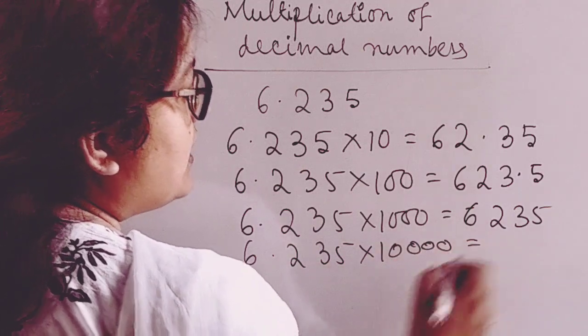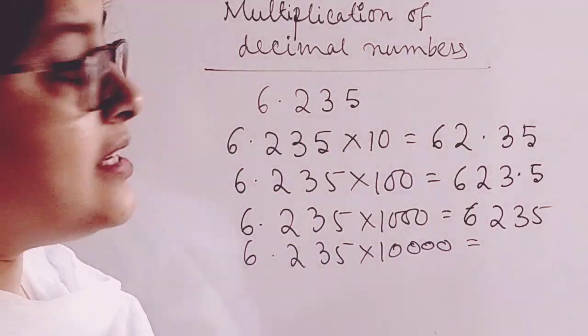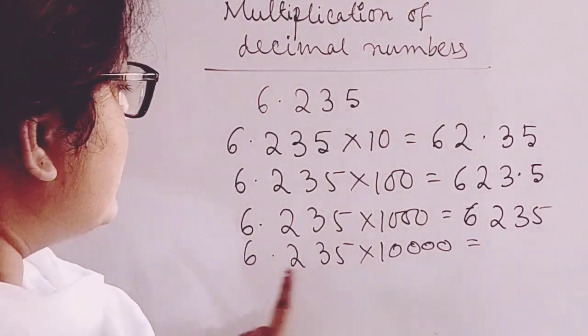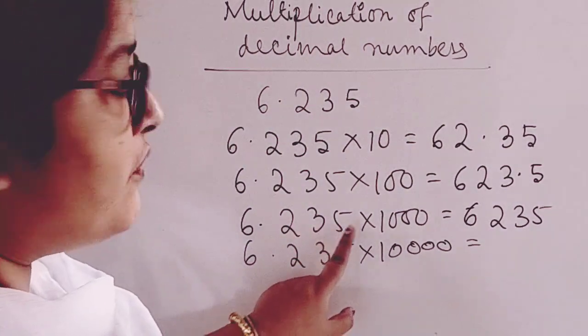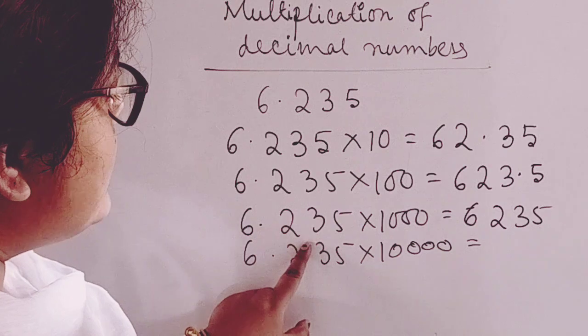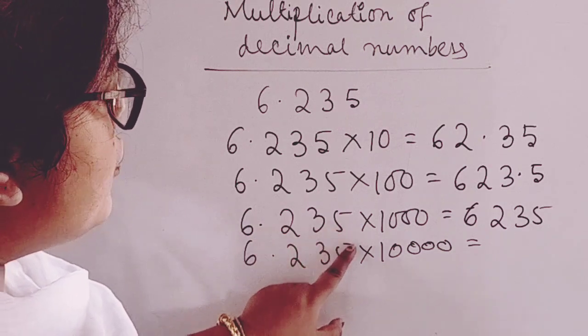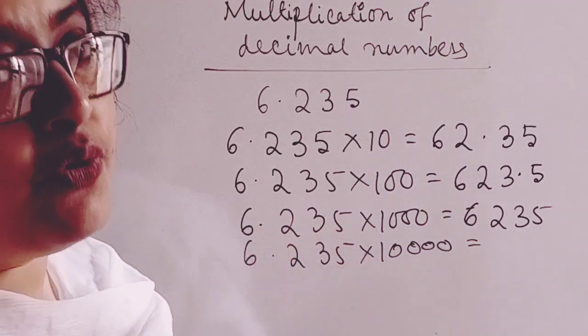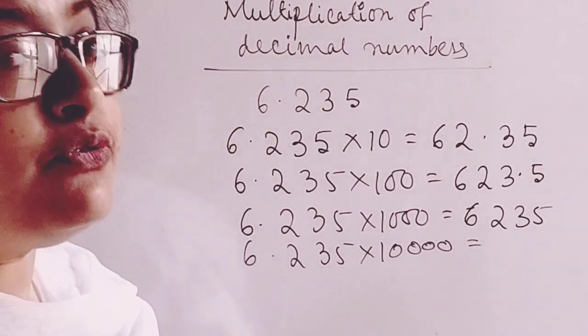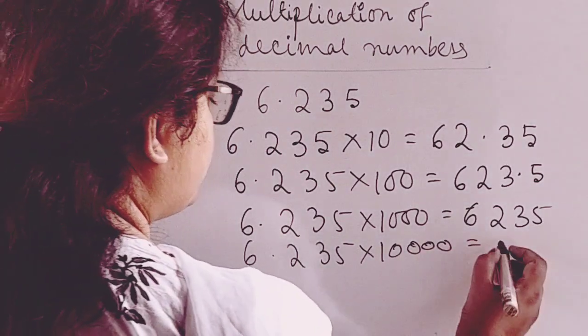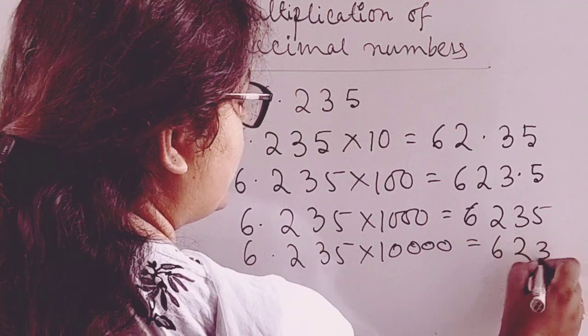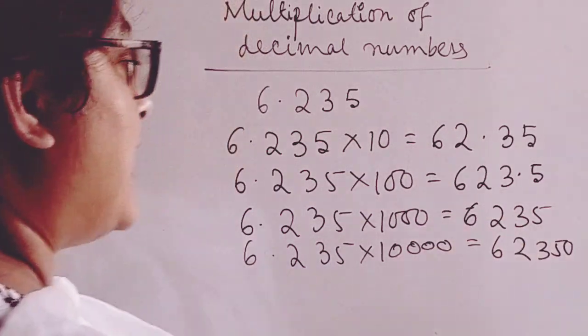Similarly, if it is multiplied with 10,000, then after 1, how many zeros do we get? 4 zeros are there. So the decimal will be shifted to the right for 4 places. Now 1 place, 2 places, 3 places, but there is no 4th place. So what will we do? We will just put a 0. That is, 62350 will be the answer in that case.